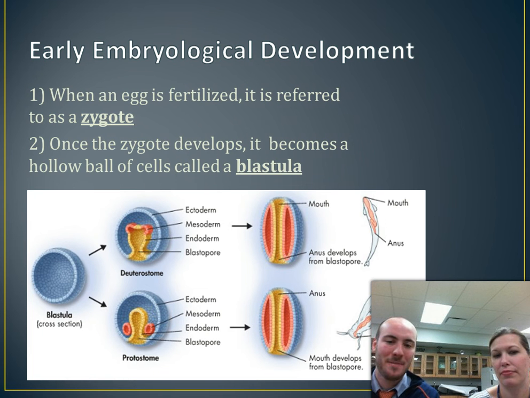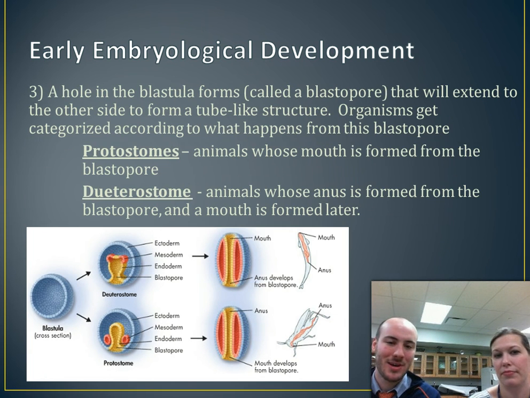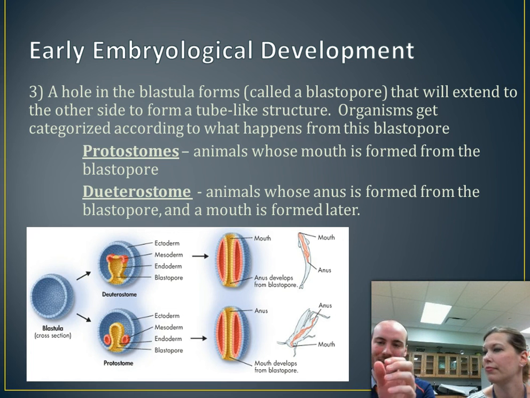Okay? Now the next step is where you can kind of go in two different directions. What's going to happen is a little hole is going to form. It's going to kind of cave in. Imagine you have a sphere and you sort of take your two thumbs and push inwards. That little area that you've created is called a blastopore.